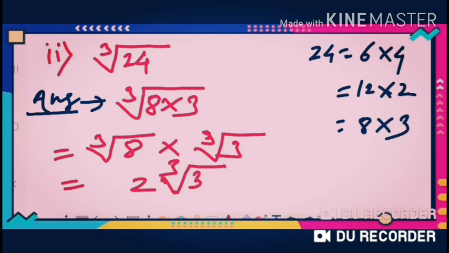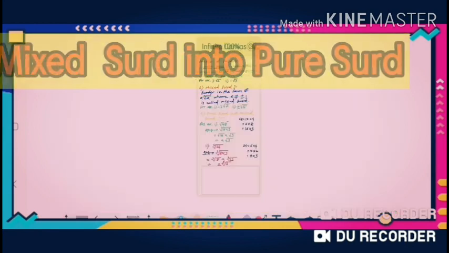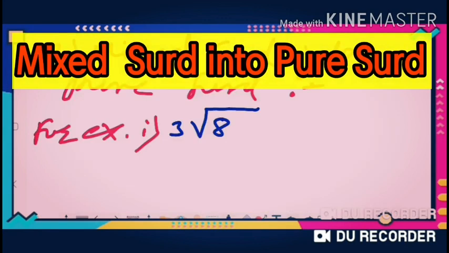This conversion of pure surd into mixed surd is used in addition and subtraction of surd. Then next, we study second conversion, mixed surd into pure surd.